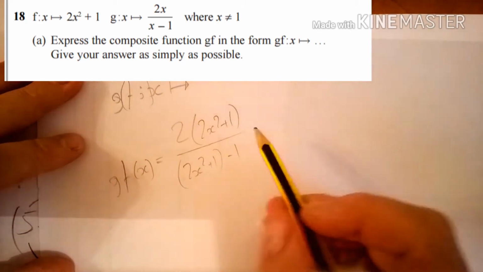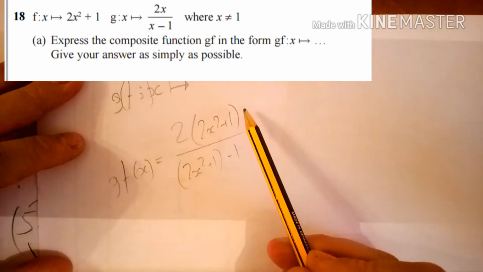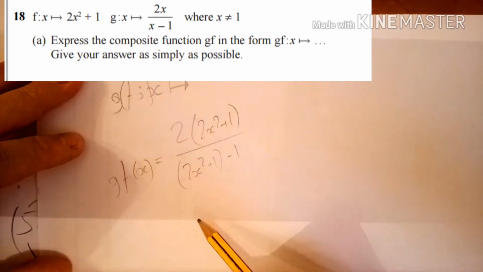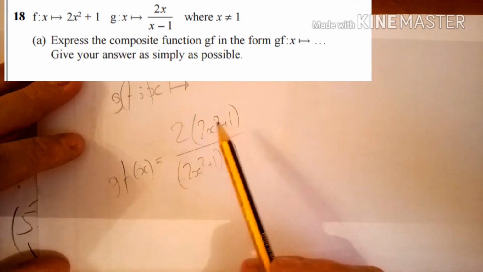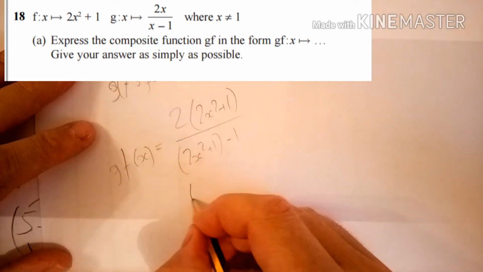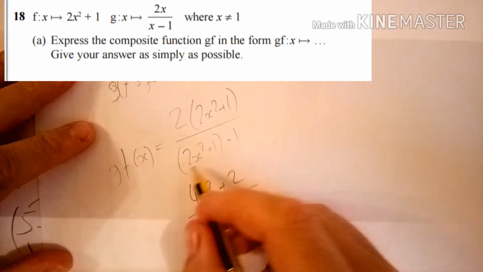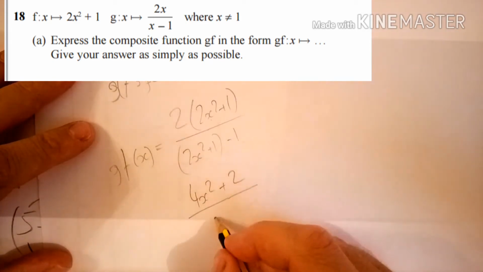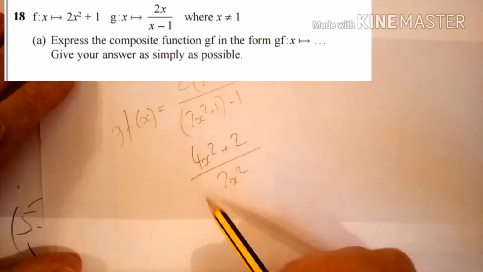Now you might think, because that's 2x squared plus 1 and this is 2x squared plus 1, that we can cancel them out straight away. We can't, because this minus 1 messes it up a little bit. So let's expand all the brackets. 4x squared plus 2 all over, and this is 2x squared plus 1 minus 1, which is actually just 2x squared.